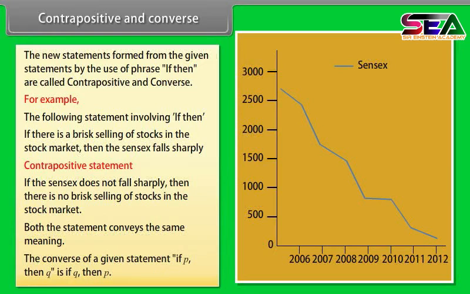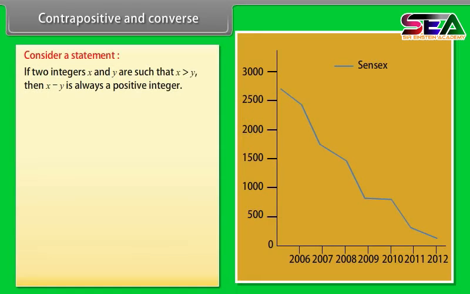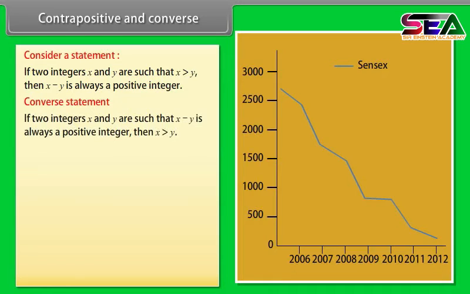The converse of a given statement, if P then Q, is if Q then P. Consider a statement. If two integers x and y are such that x greater than y, then x minus y is always a positive integer. The converse of this statement is, if two integers x and y are such that x minus y is always a positive integer, then x greater than y.